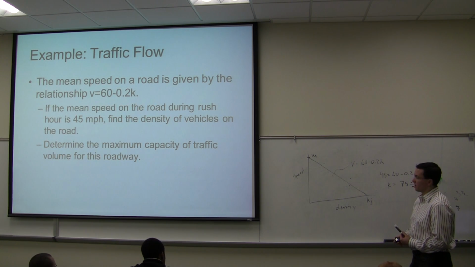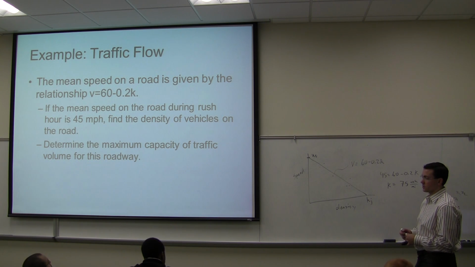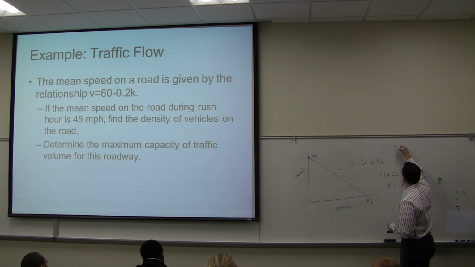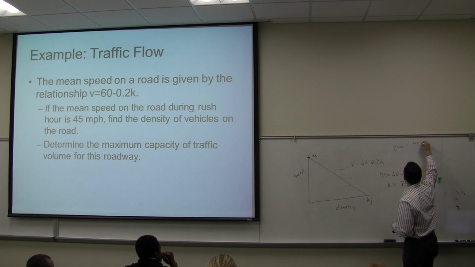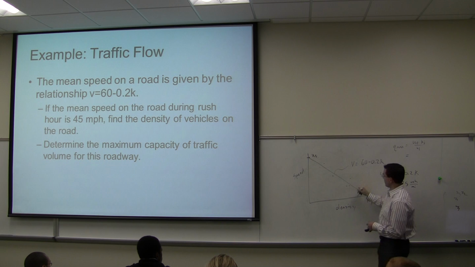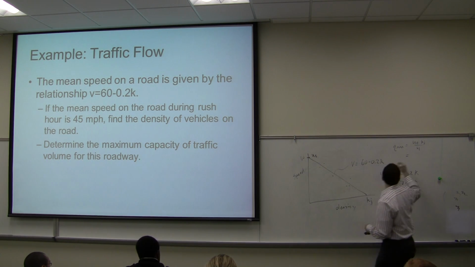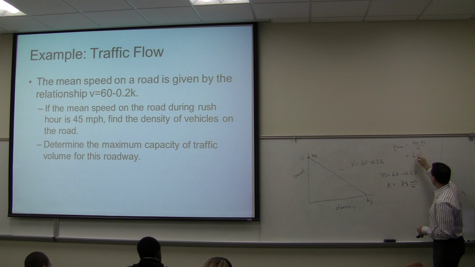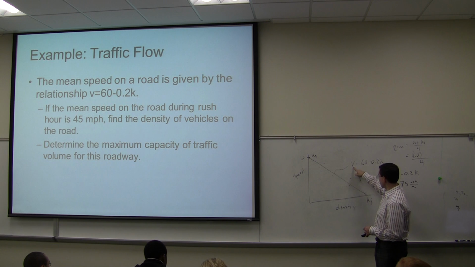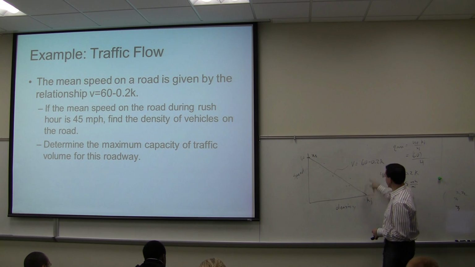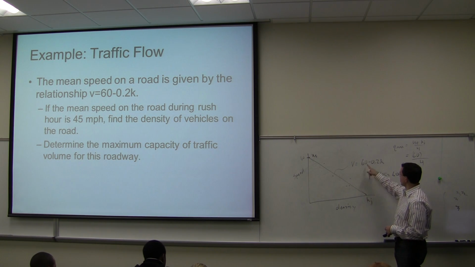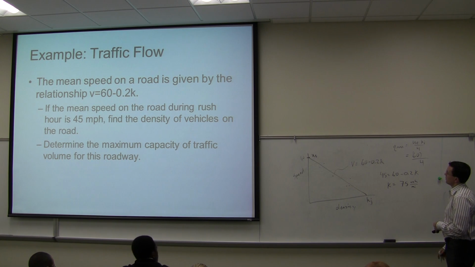So how can we find the maximum capacity or that Qmax? Qmax we know is U sub F, K sub J over 4. What's U sub F? We know that this line is going to intercept at 60. So we got 60. What's K sub J? When V is equal to 0 down here, we can plug in V for 0, solve for K. That will give us our jam density of K sub J. So 60 divided by 0.2 is, what is it?